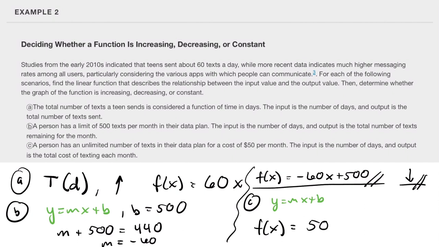Like if they send 0 texts in a month, it still costs them $50. If they send 1 text per month, $50. 60 texts, $50. It doesn't matter how many texts they send, the cost is $50, right? So that makes sense.